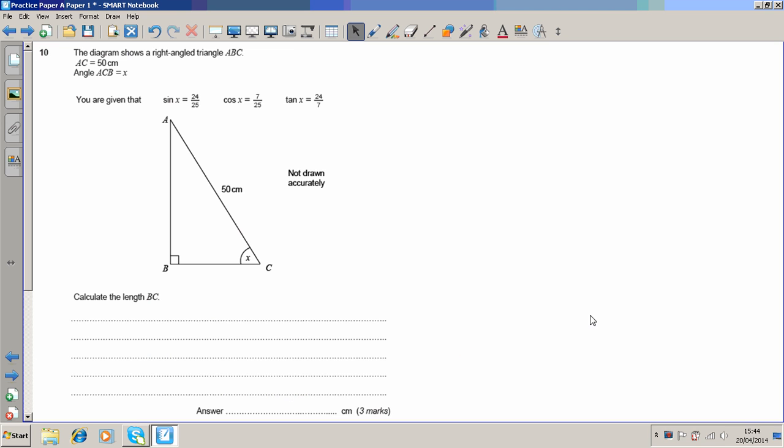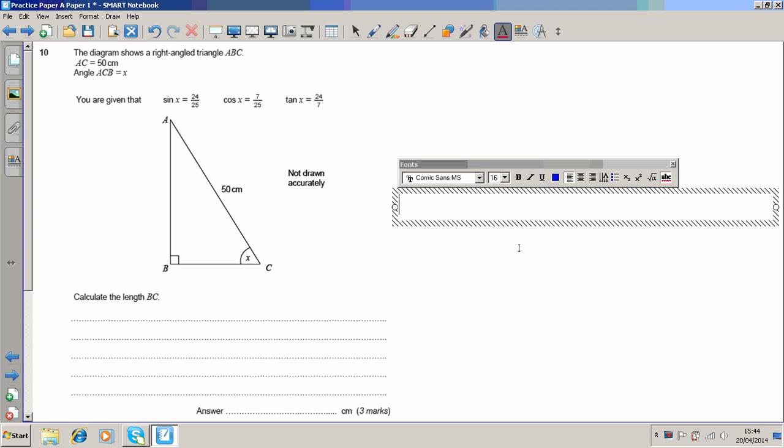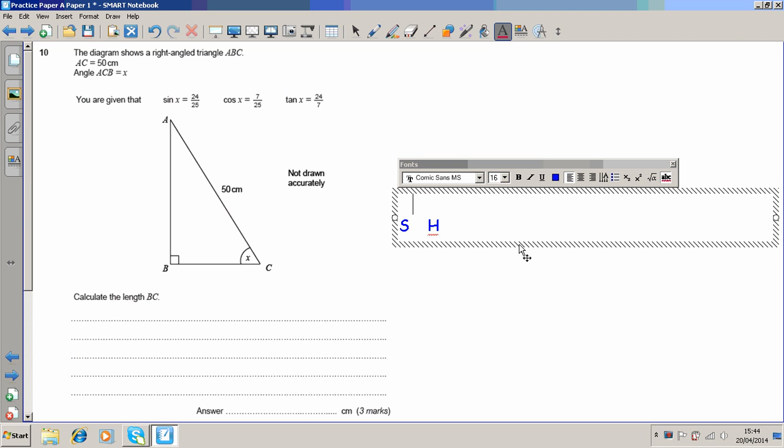Winner. Number 10. The diagram shows a right angled triangle ABC. AC equals 50. Angle ACB equals x. You are given these facts here. Calculate the length BC. So, looks like we might have ourselves a bit of trigonometry going on.